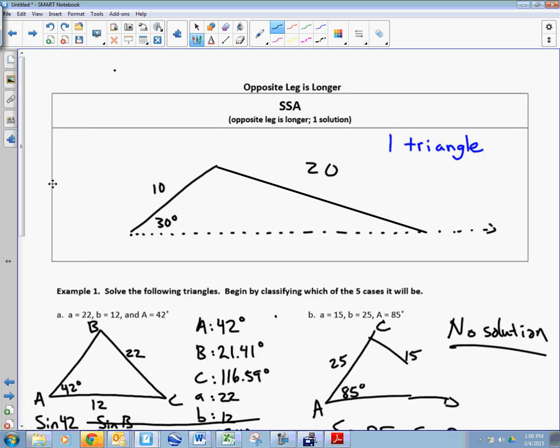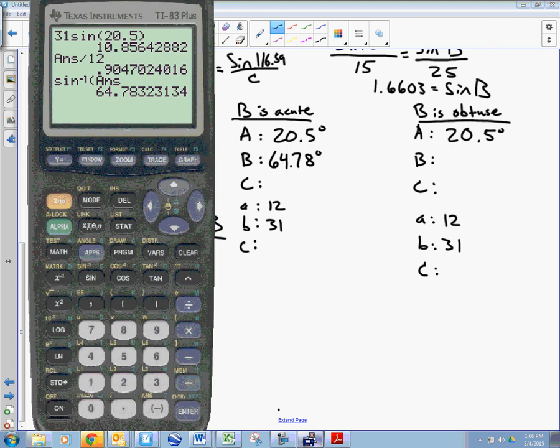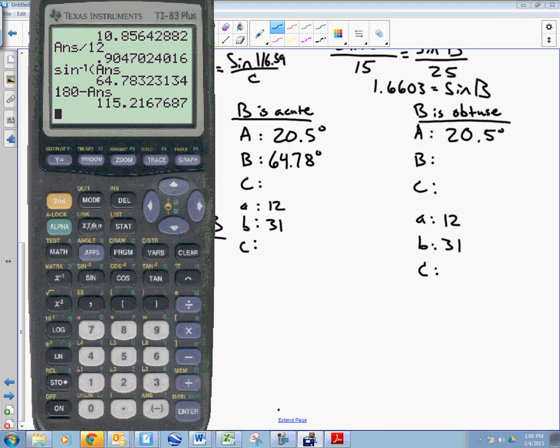So one angle is 64.78. That is acute, right? The other one, 180 minus my 64.78. Not necessarily. They might have given you B. They might have given you C. Just depends on which one you're solving for. So I've got 115.22. So that's what changes. One gets an acute angle, one gets an obtuse angle.